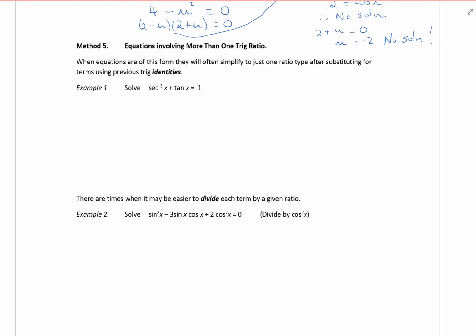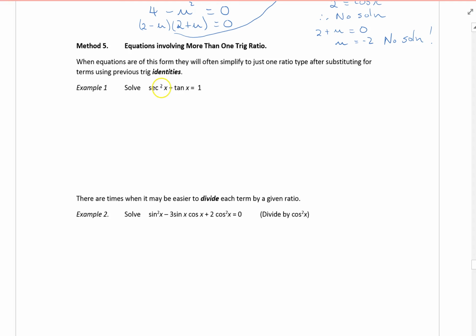And now for the last method. So what will the equations look like? What will these trig equations look like that will require this method? What you'll get in these is a mix of trig ratios. So for example, you can see here that you've got a sec squared and a tan.